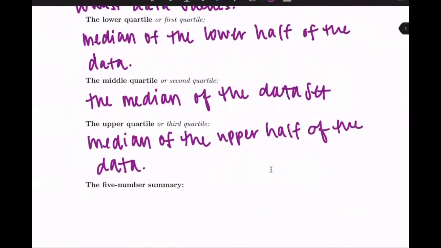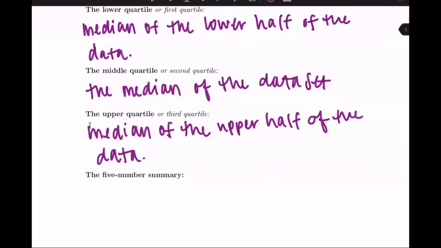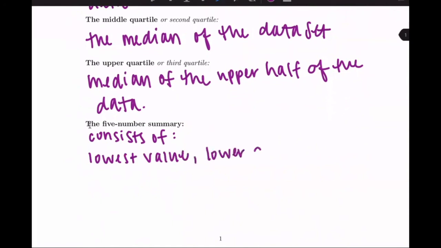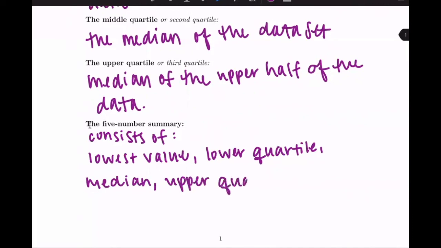And then we can use these to make the 5-number summary. The 5-number summary is called the 5-number summary because there are 5 numbers to summarize our data set. Fabulous, right? So the 5-number summary consists of the lowest value, the lower quartile, the median, the upper quartile, and the highest value. Okay, 5 numbers. Lowest, lower quartile, median, upper quartile, highest. Okay?